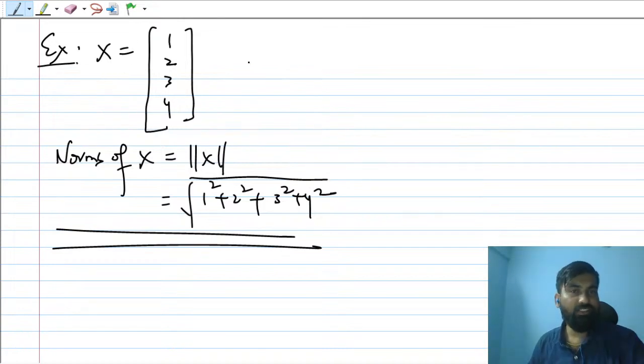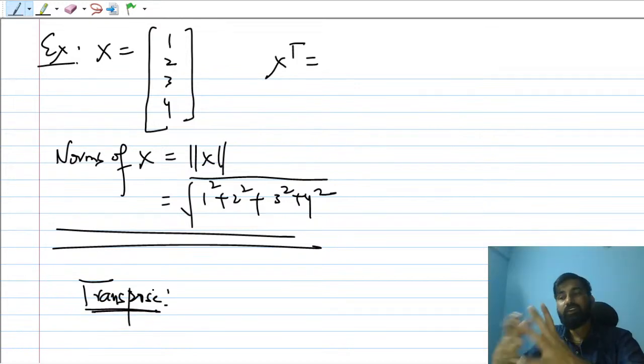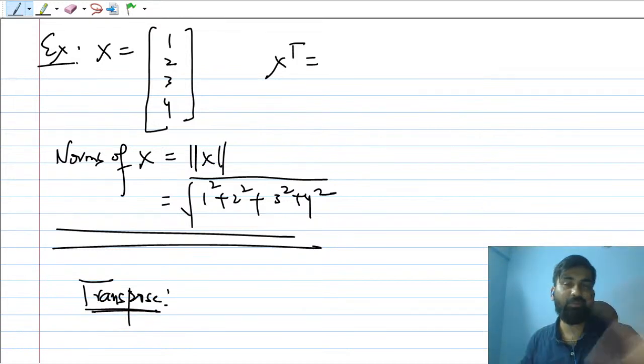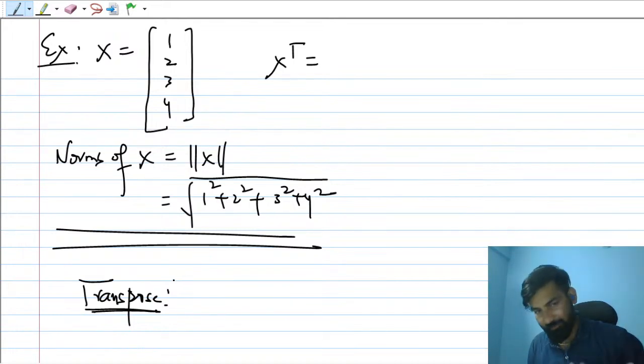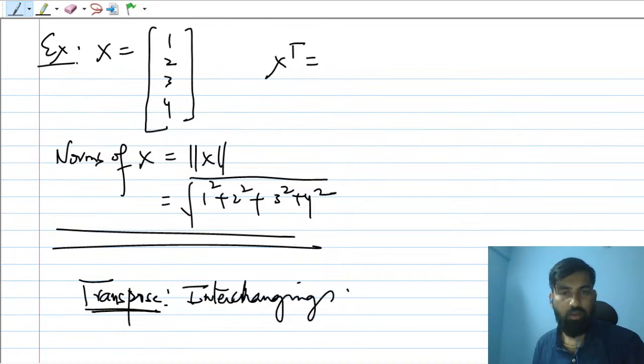You can also take the transpose of the vector. What is the meaning of transpose? You have to understand that, because till now I did not cover the basics like transpose and trace. I believe everybody might be familiar, and I will be discussing them also. The transpose of a vector, or you can say the transpose of a matrix, is what? Interchanging rows and columns. That's it.